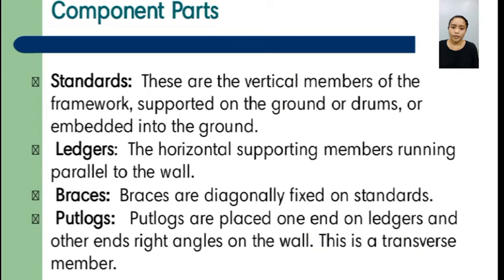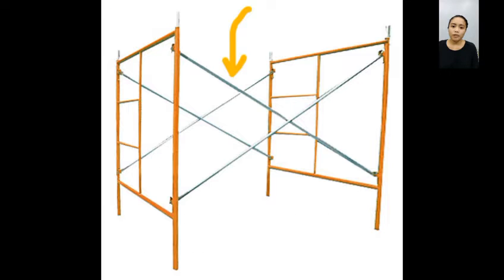Next is ledgers. The horizontal supporting members running parallel to the wall, or ledgers, are flat tubes that join between the standards. Braces. Braces are diagonally fixed on standards, a rigid connection that holds one scaffold member in a fixed position with respect to another member, or to a building or structure. One of the most common types is the fabricated frame scaffold made of modular frames and braces.